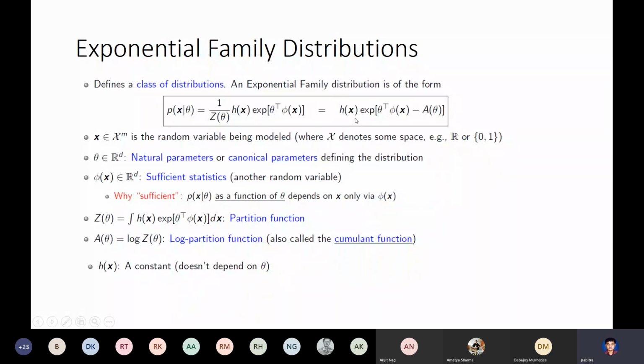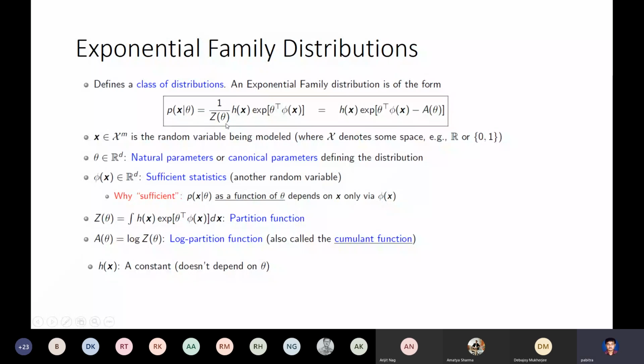So this theta(t) is called the natural parameter or canonical parameter. This phi(x) is a sufficient statistic. It is another random variable. Why is it called a sufficient statistic? Because p(x|theta) should be a function of theta as well as x. The way it is a function of x is in terms of only this phi. So this phi is a general form of what is called a sufficient statistic.